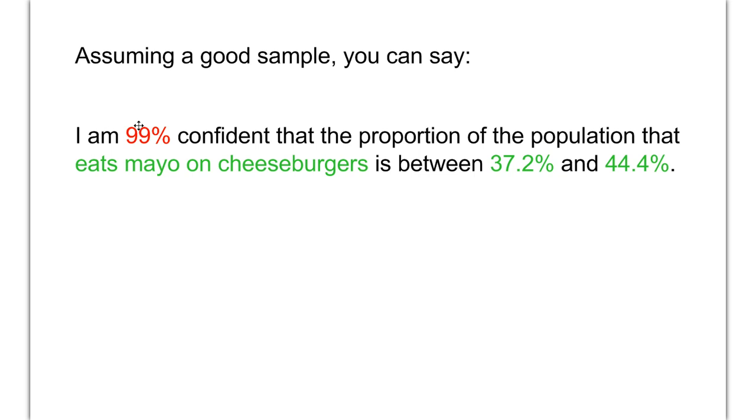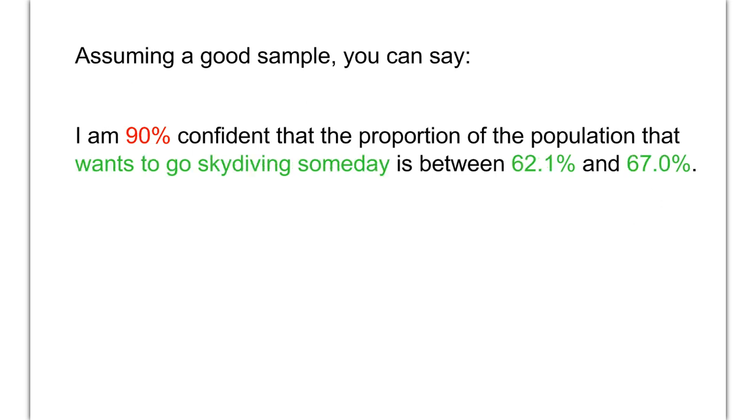You're some percent confident that the proportion of the population that does something is between some number and some other number. I am 90% confident that the proportion of the population that wants to go skydiving someday is between 62.1% and 67.0%. Again, the whole point is that you determine your level of confidence ahead of time, and that's what sets up your calculator or your mathematical formula to produce the results it does, and that's where you get those two endpoints that we report here, where we think the population proportion falls in between.